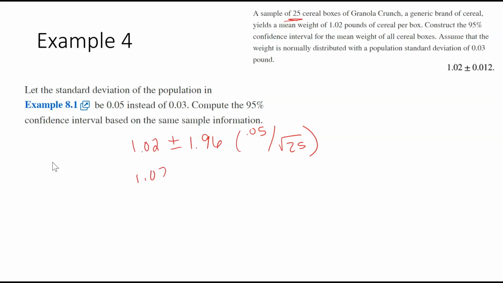So when we type this into the calculator, we're going to end up getting plus or minus 0.02. So the width of this is going to be 0.04, and remember that our width over here is 2 times that, 0.024. So this width, 0.04, is a little bit larger. So when we increase our standard deviation, the confidence interval gets wider as well.